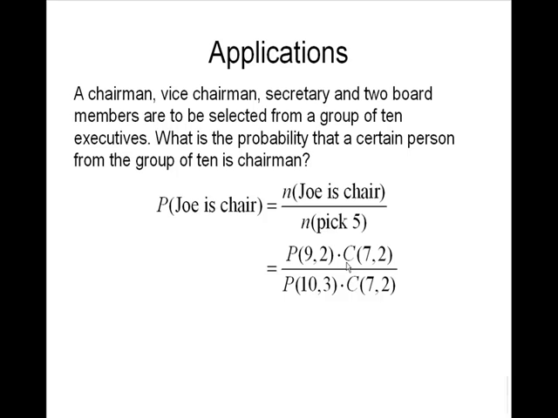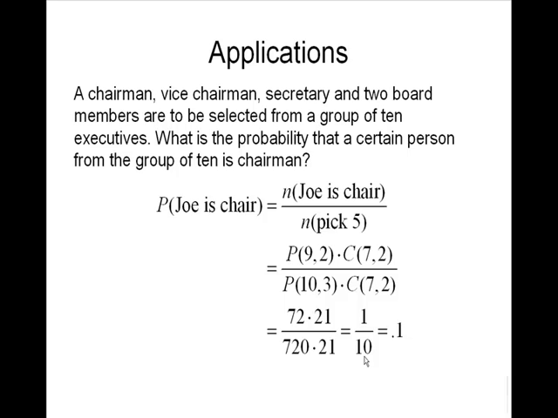So this problem mixes together permutations and combinations. So you can calculate these permutations, again, using that Math PRB menu. And when you do that, you get 72 times 21 in the numerator, 720 times 21 in the denominator, and that reduces to 1/10. Ask yourself, does that kind of make sense?